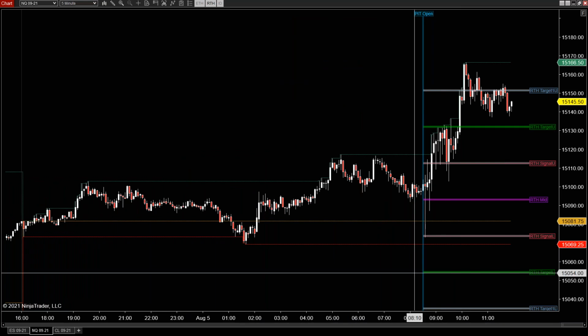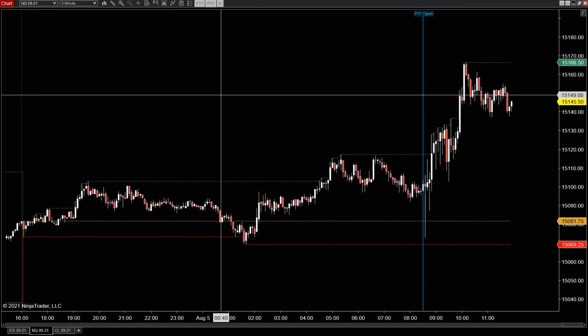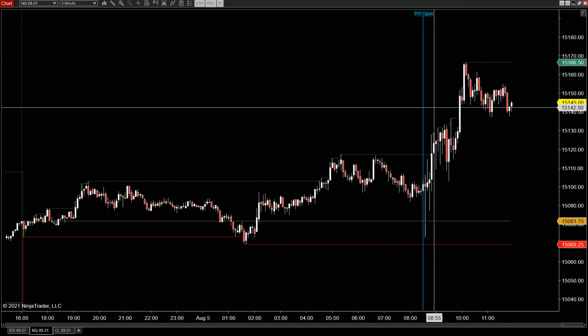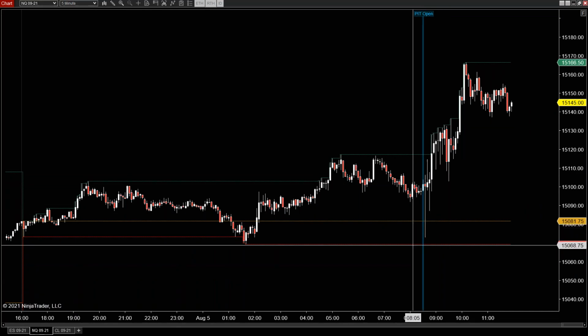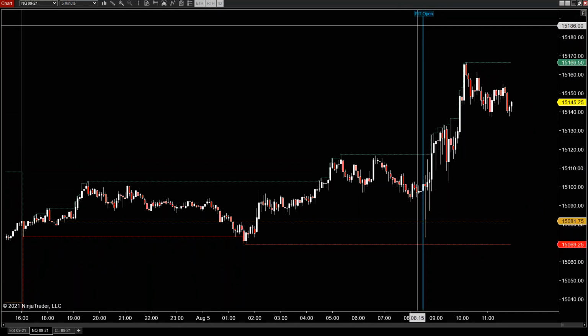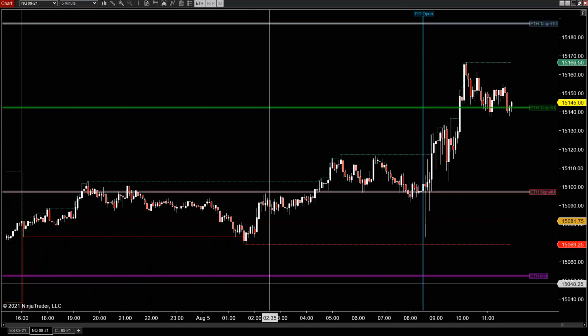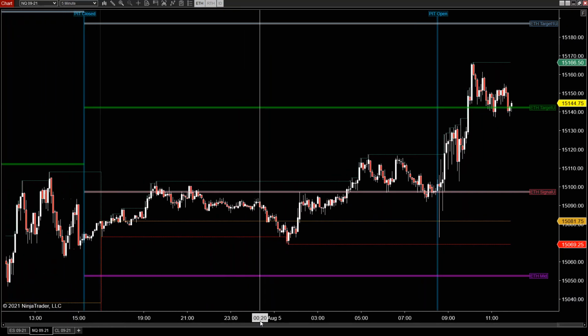All right, so I'm going to turn off the RTH session levels. And if you look here, this is the PID open, right? So here's where the levels are. Or so this is where the levels would form up in the RTH session. But we're going to start by looking at the overnight structure points.